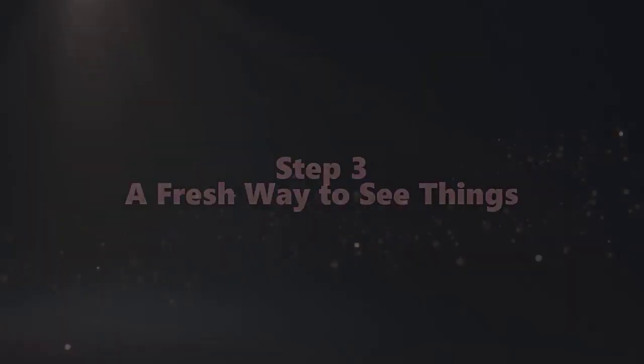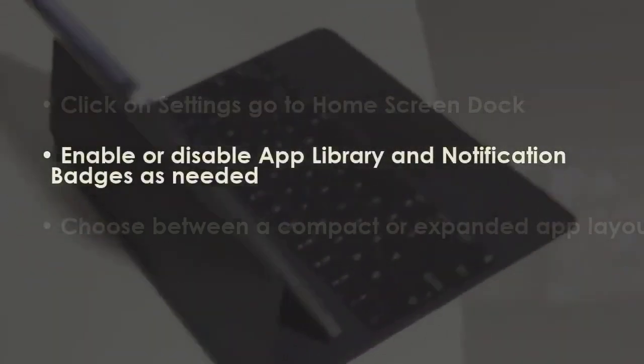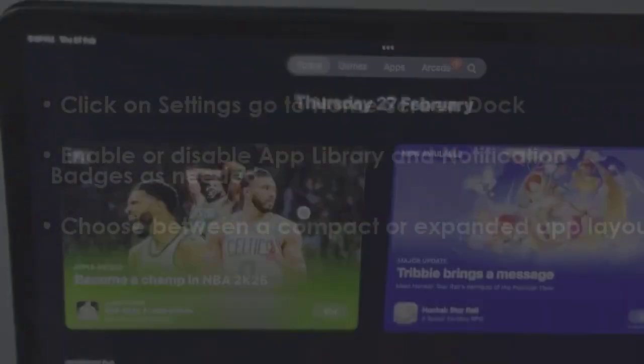In the next step, open Settings, navigate to Home Screen and Dock. Now, turn App Library and Notification Badges on or off as needed. Later, pick between a compact or spacious app arrangement.